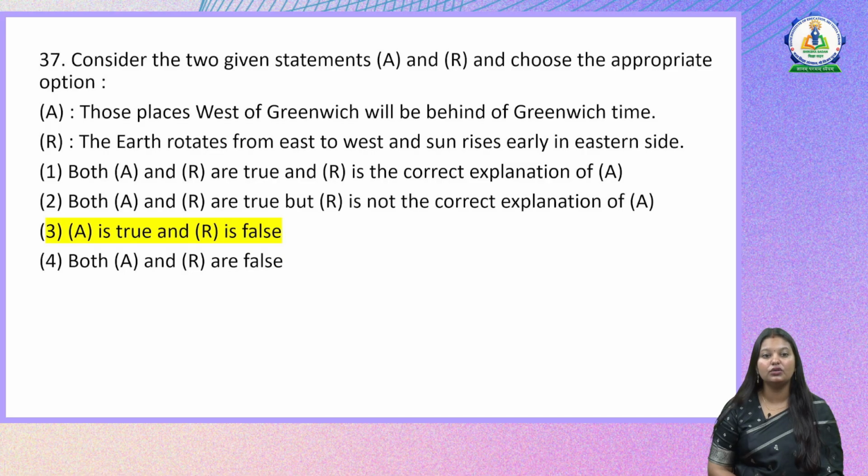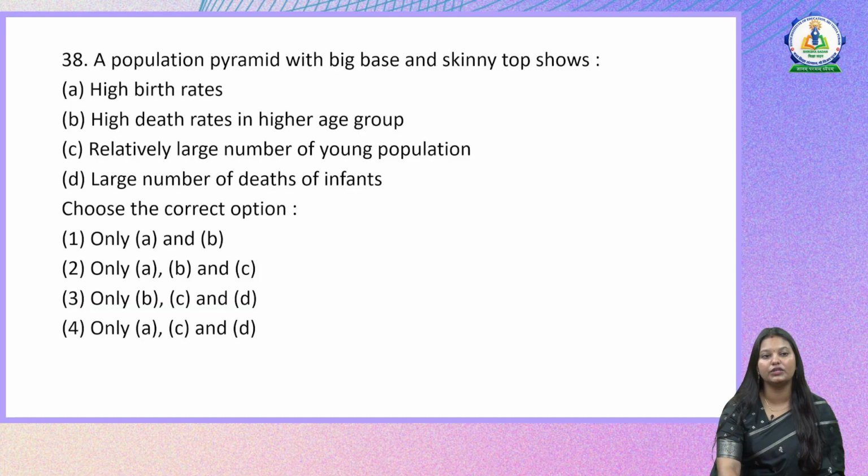So we have understood the concept of Earth's rotation and the direction also. So this second statement, the Earth rotates from east to west and sun rises early in the eastern side, is false. Moving on to the next question.